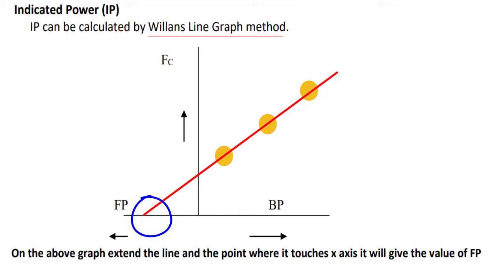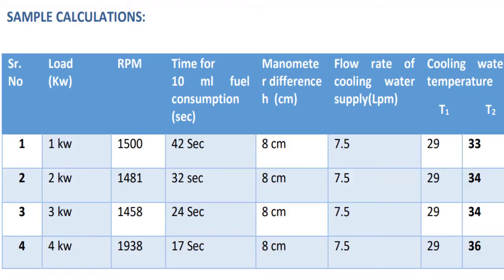Now let's see all these things one by one by taking the sample calculation. Here you can see this is the sample calculation that we have just taken. For 1 kilowatt the consumption time is 42 seconds and the RPM is 1500 RPM. If we increase the loading condition, the RPM will decrease and the fuel consumption will increase, so it will take less time to get consumed. For 10 ml fuel we get all these times, and we are keeping the manometer difference almost constant because we have a constant speed engine, and the flow rate is also constant because it is a water flow rate.